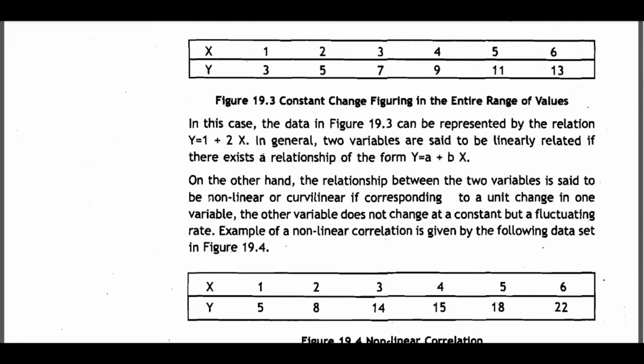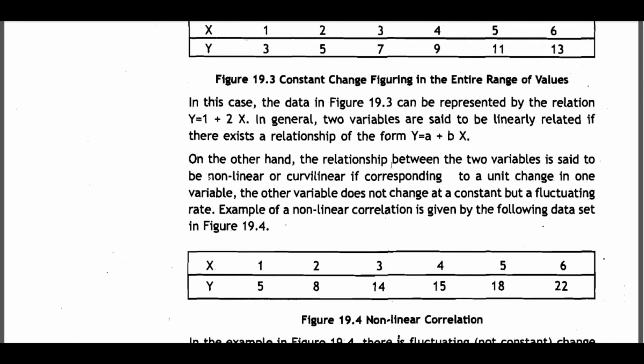Like that. So in general, two variables are said to be linearly related if there exists a relationship of the form y is equal to a plus b into x, where a and b are constants and x is the variable. When we change the value of x, the value of y changes automatically, because a and b have constant values. Here in this case, they are 1 and 2.